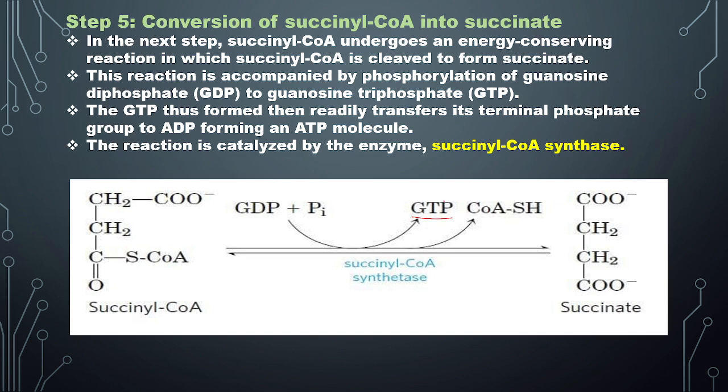The phosphate group present in the GTP molecule is immediately given to ADP and forms ATP later on, depending on the type of cell where it is present. And this is known as substrate level phosphorylation. The reaction is catalyzed by the enzyme succinyl coenzyme A synthetase. Here succinyl coenzyme A is converted to succinic acid.